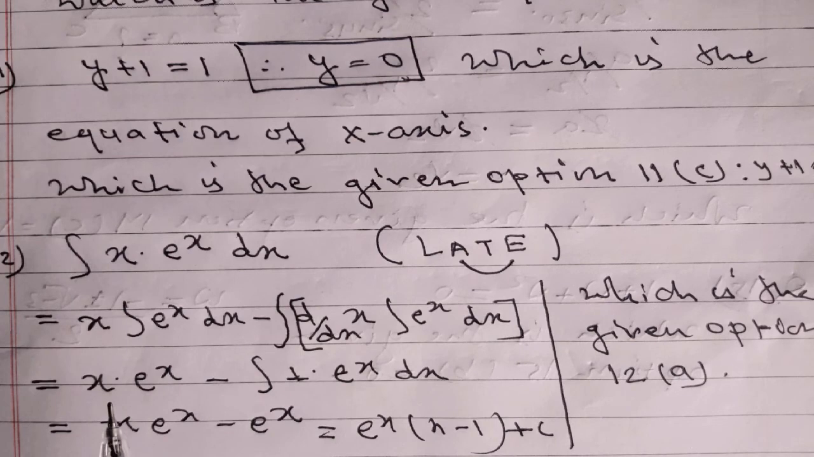Now x is as it is, the antiderivative of e power x is e power x, minus d by dx of x, the derivative of x is 1, times e power x, the antiderivative. So x into e power x as it is, minus 1 into the integration of e power x, which is e power x. Now if we take e power x common, then we have e power x times x minus 1, plus c.